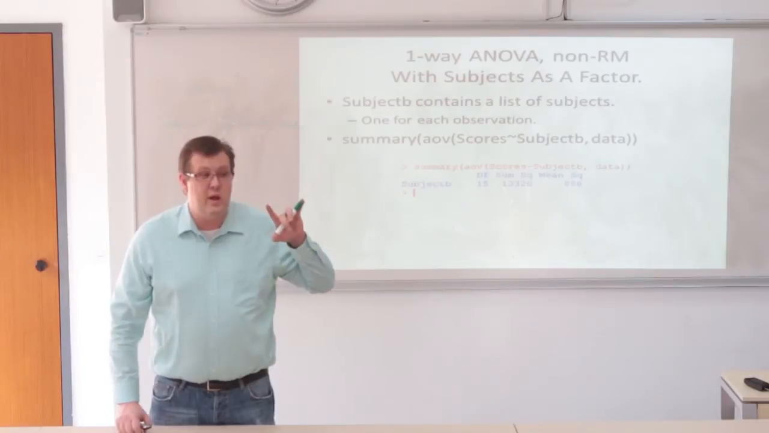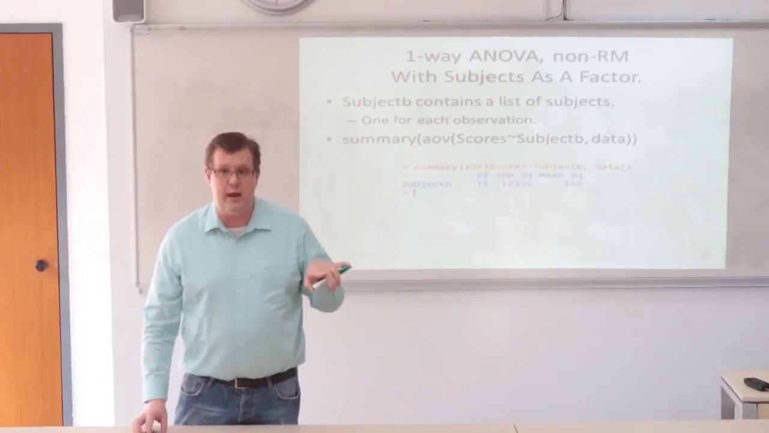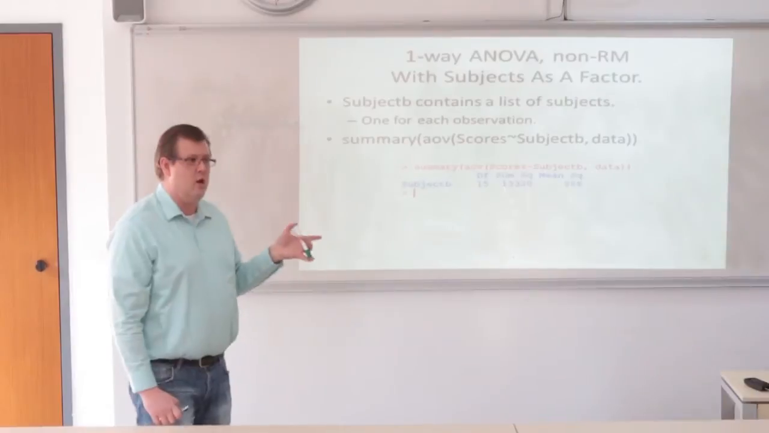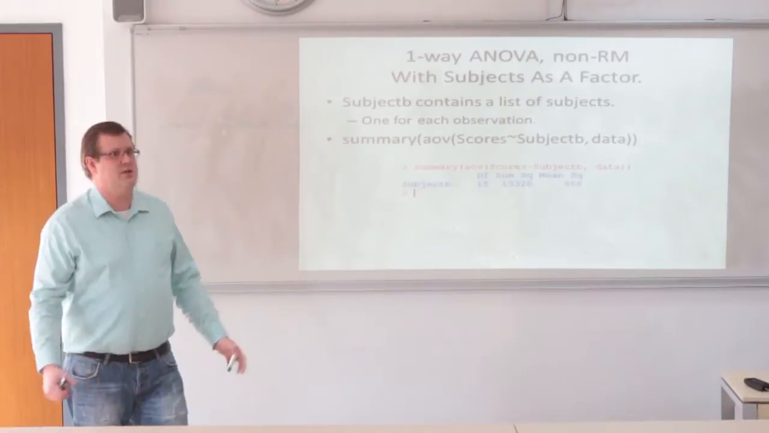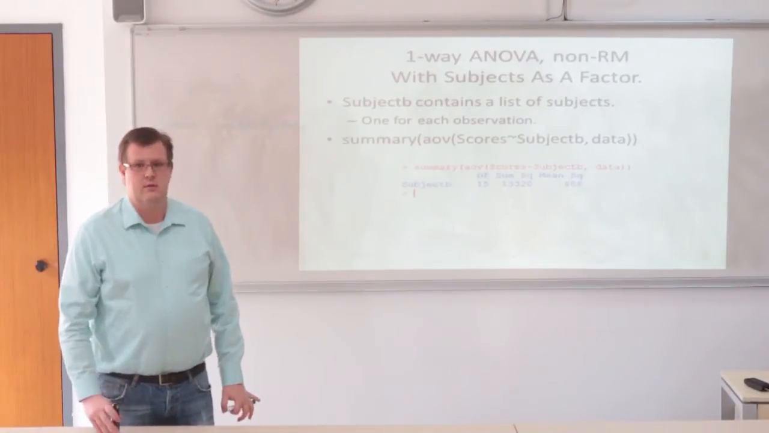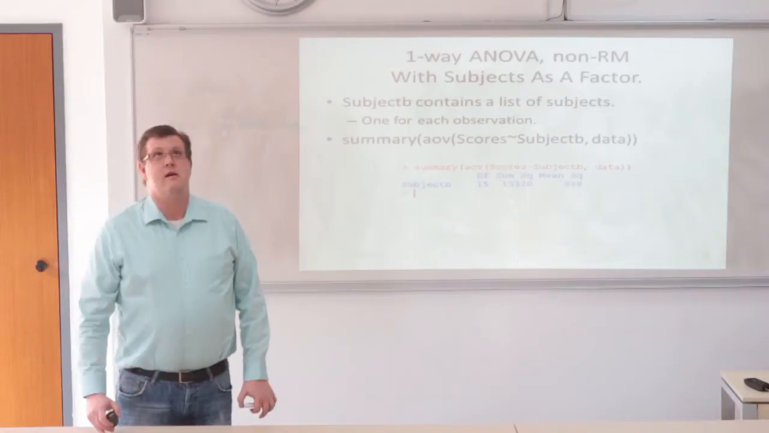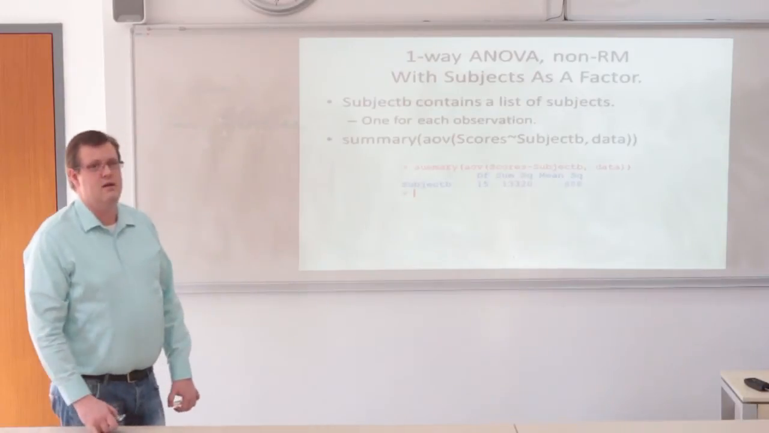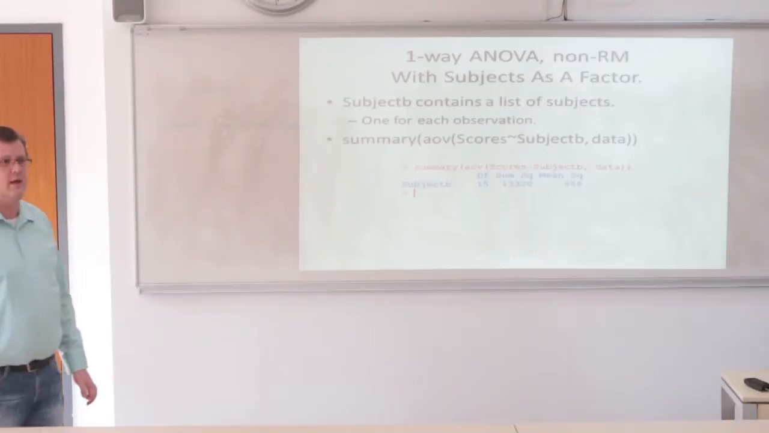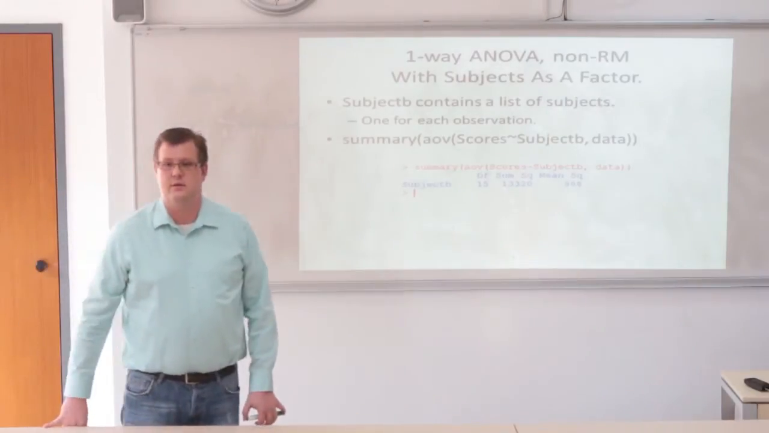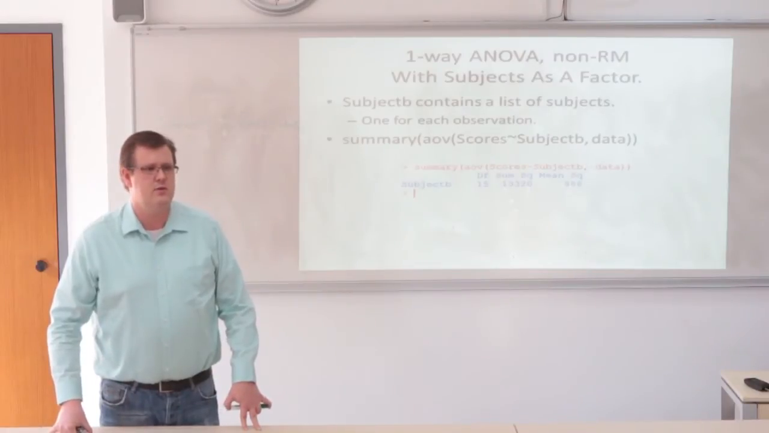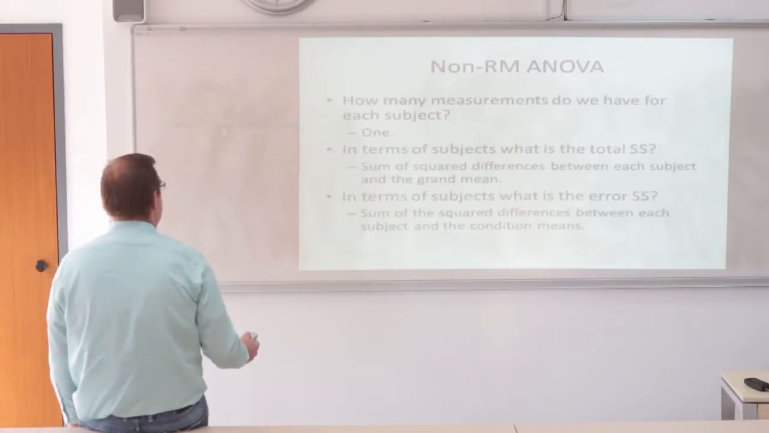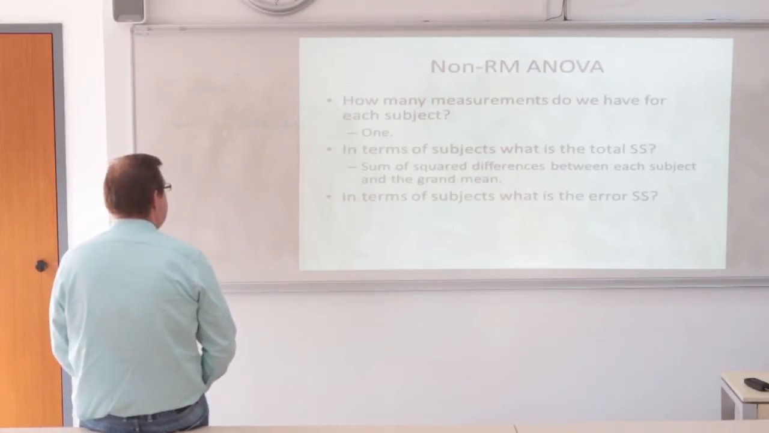It's a one-way ANOVA. But when we did one-way ANOVAs before, we had residuals, right? So if I did a one-way ANOVA for Q instead of subject B, I would have residuals, because it's non-repeated. But our previous ANOVAs weren't repeated. It has to do with subjects. What did I say a few slides ago? In terms of subjects, what is the total sum of squares?